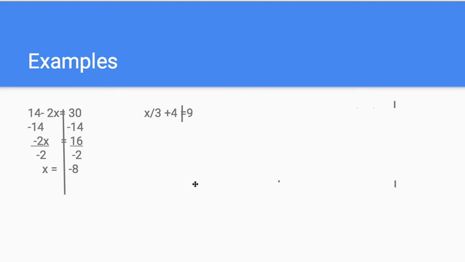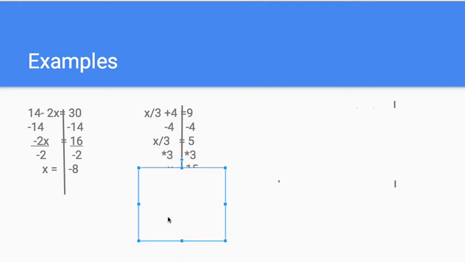Now I get rid of plus 4 by subtracting 4. So I subtract 4 from both sides. Now that leaves me with x divided by 3 on the left-hand side. On the right-hand side, 9 minus 4 is equal to 5. So x divided by 3 equals 5. Now we undo division by multiplying. So I'm going to multiply both sides by 3.